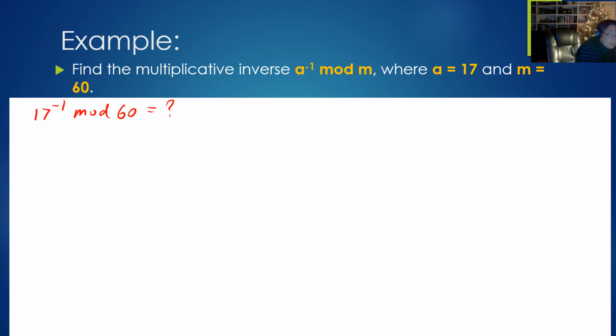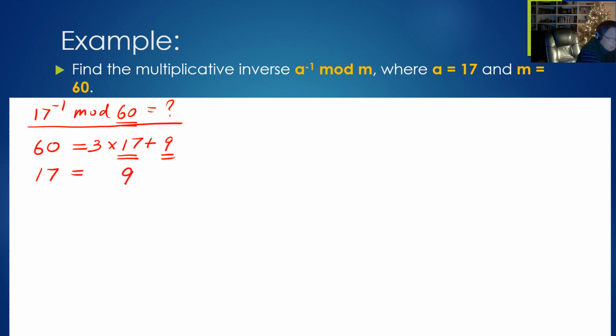Here's the process. First, we divide 60 by 17. You will find that 60 divided by 17 gives a quotient of 3 and a remainder of 9. You can double check it. Once you have this, you have 17 and the remainder 9. So the next step is to divide 17 by 9.